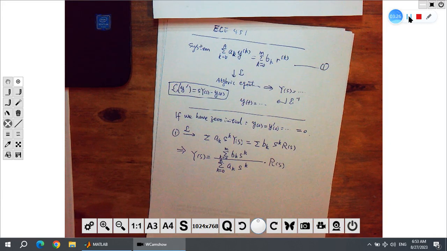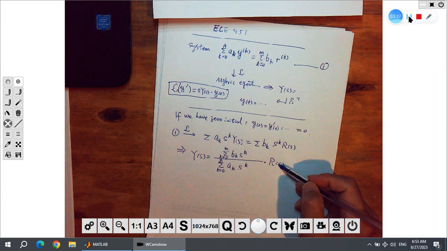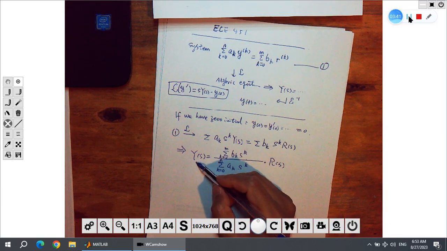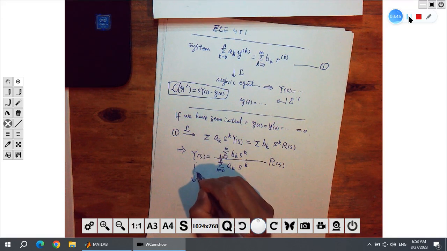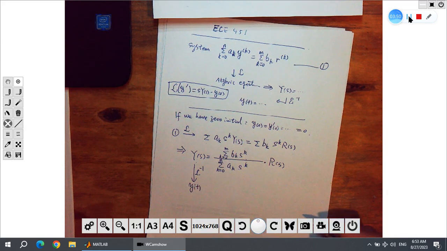So we have the output. It is just R of s times this part. This is a very good result. You can select a different r, then just multiply by this, and you get Y. Then you can find the inverse Laplace transform, and you can have y of t, right?